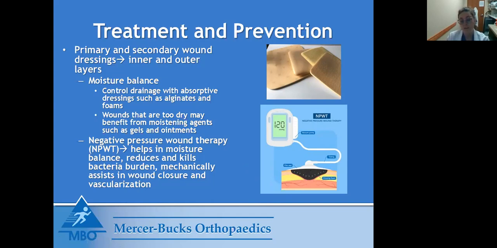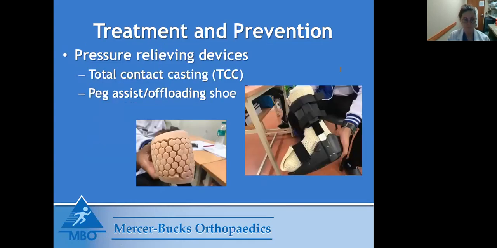It also reduces and kills bacteria because it does create an environment that bacteria don't like. Also, that pressure or that pulling on the wound, it does mechanically assist in the wound closing because it's pulling. And this is at a very low level, but it does stimulate and pull the tissue together mechanically and helps stimulate new blood flow.